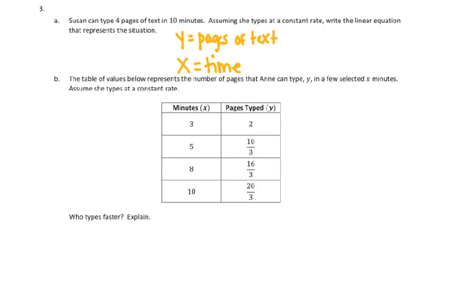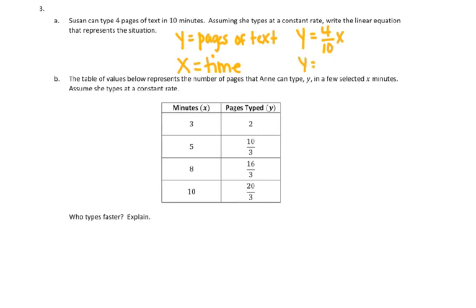So we're going to write our linear equation as y equals 4 over 10 x. And that's perfectly acceptable for writing the linear equation to represent this situation. But keep in mind, you need to divide 4 by 10 in order to figure out her actual constant rate. How many pages is she actually typing in 1 minute? So we can actually just simplify this fraction, and that's okay too.